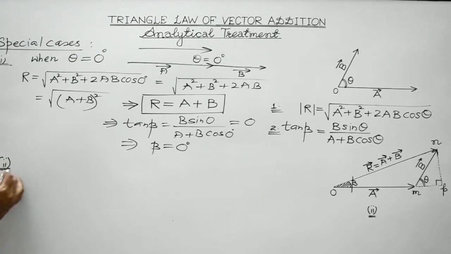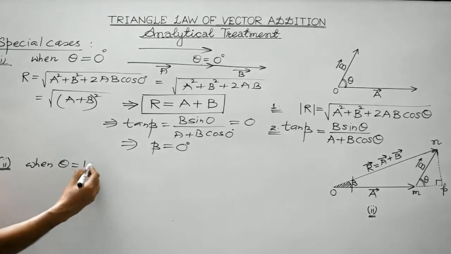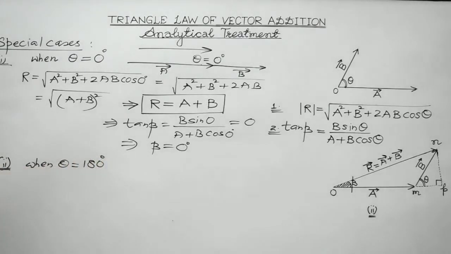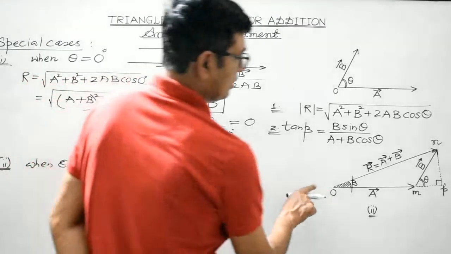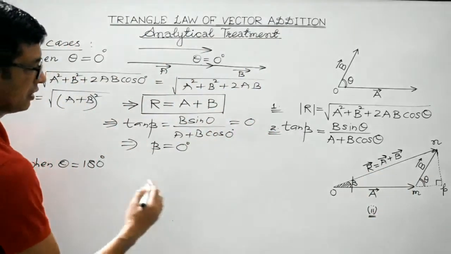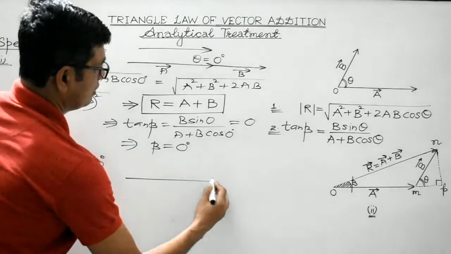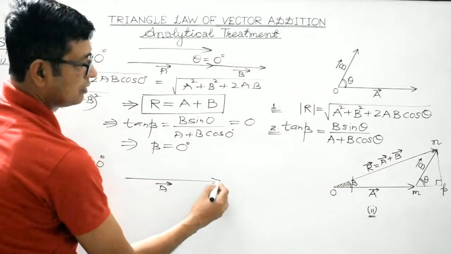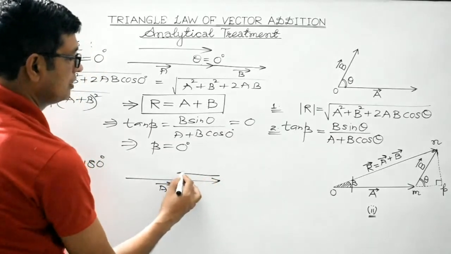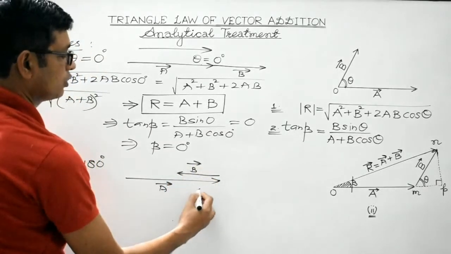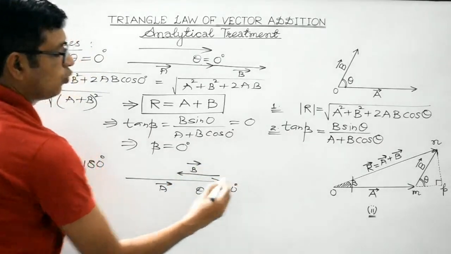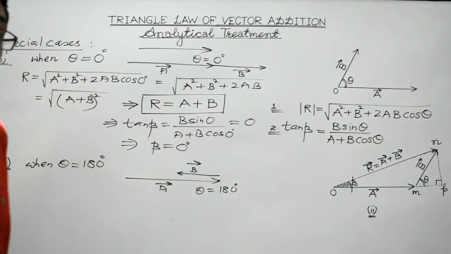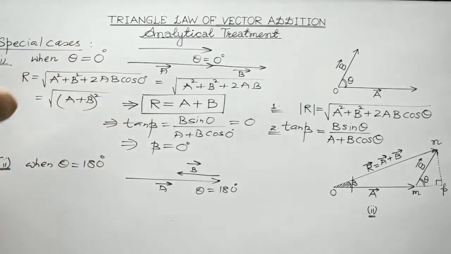Case 2 is when theta is equal to 180 degree. Now look, what will the diagram be like? 180 degree. So it means that this is a vector and over here this is b vector. So what's the angle between these two? 180 degree. So in this case, let's find out the resultant.